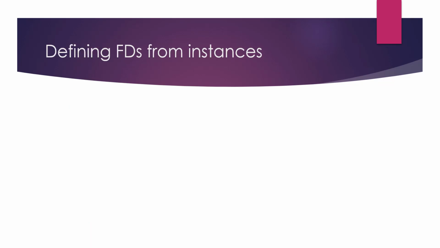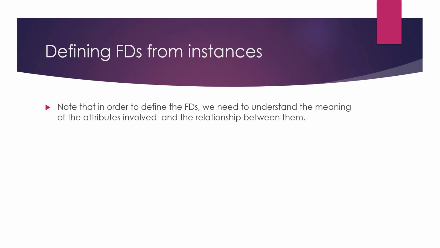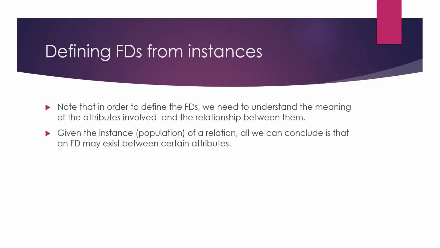So to be able to define these functional dependencies, we need to understand the meaning of our attributes in that relation, and we also need to understand the relationships between them. So just by looking at a partially filled table or an instance of a table where we have some tuples populated, it's going to be hard to determine if we actually have a functional dependency. All we can conclude is that we might have a functional dependency between certain attributes.